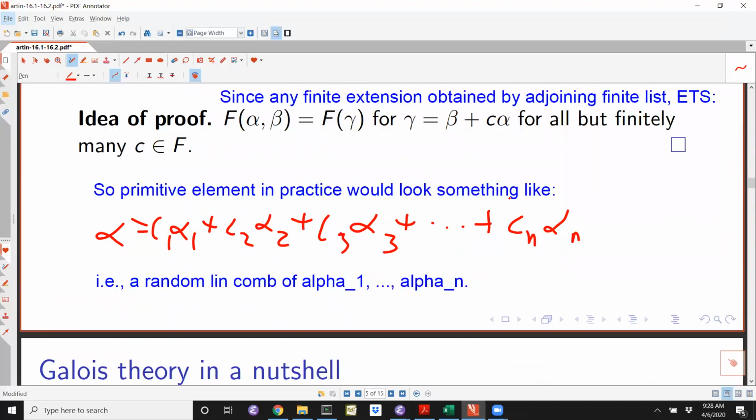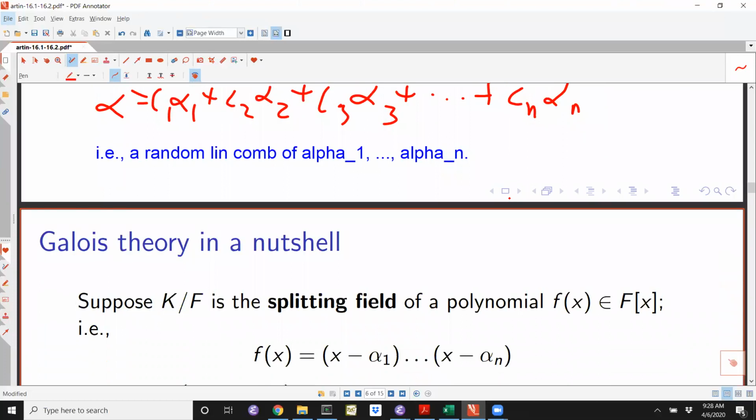Okay, so now we're on to chapter 16, Galois theory. Yay! Chapter 16, and that will take us to the end of the semester.